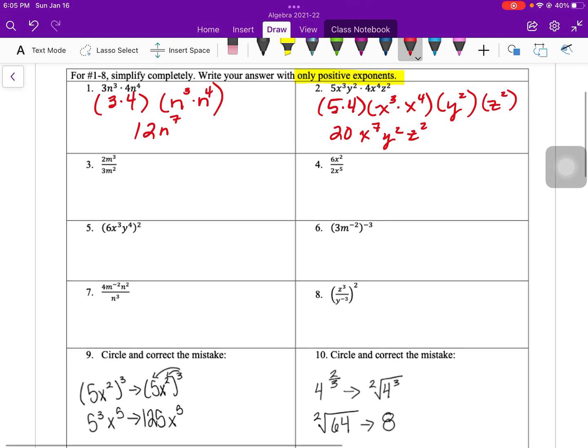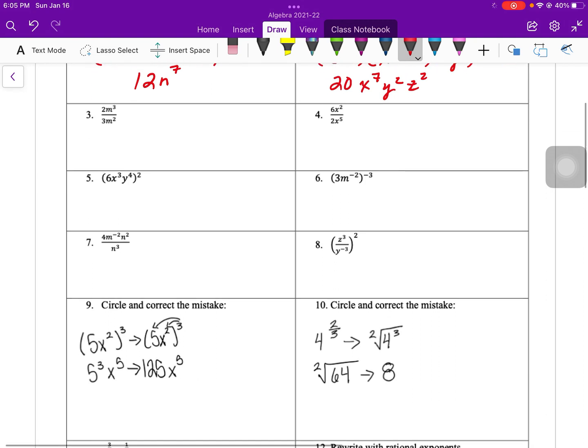All right, number 3, we're dividing 2 powers with the same base. Remember, with the coefficients, you want to think of those as a fraction. So it's almost like 2 separate parts again. So it's like 2/3 times m cubed over m squared. This fraction, unfortunately, cannot be simplified, so you're just going to leave that as it stands. So we're going to leave the 2 in the numerator and the 3 in the denominator.